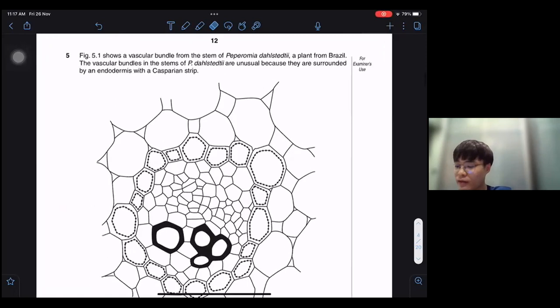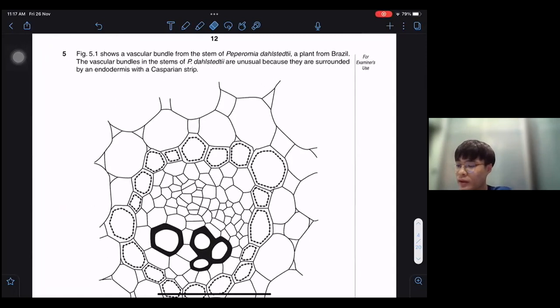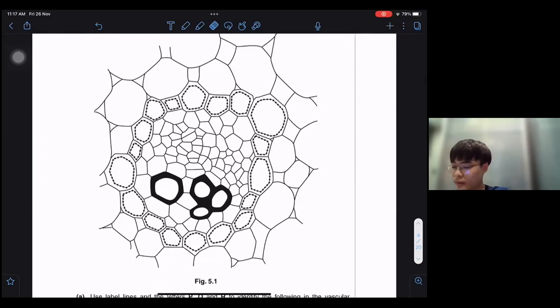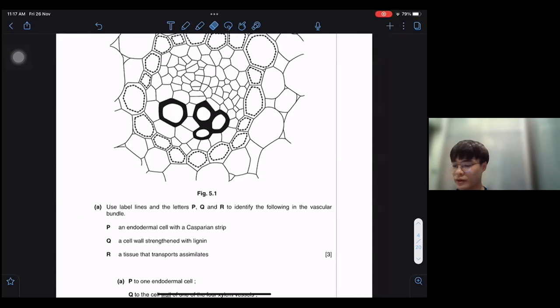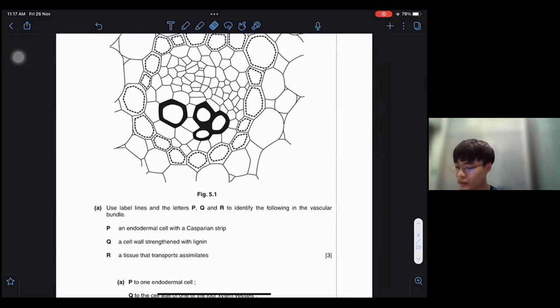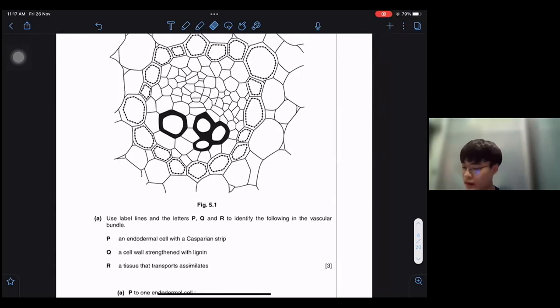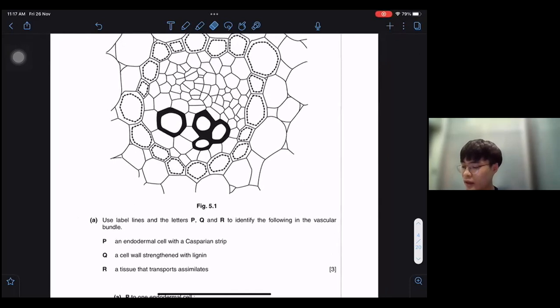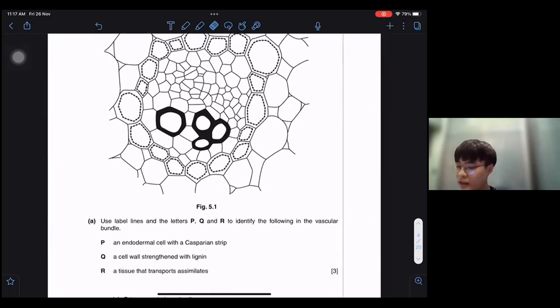And next question. Figure 5.1 shows a vascular bundle from the stem of Peperomia, a plant from Brazil. The vascular bundle in the stem of this plant is unusual because it is surrounded by an endodermis with a Casparian strip. For this question, use label lines and the letters P, Q, and R to identify the following in the vascular bundle. So for P, it's an endodermal cell with a Casparian stripe.